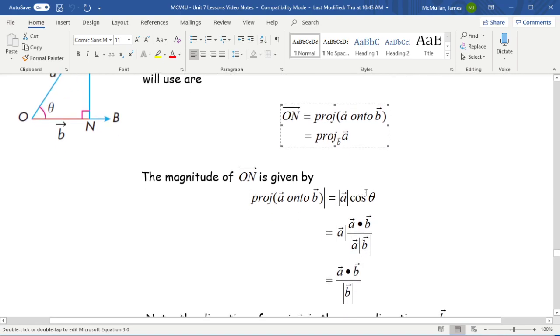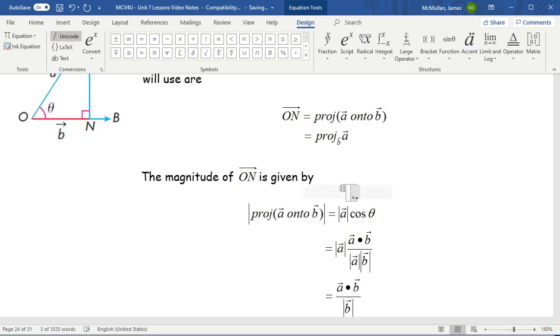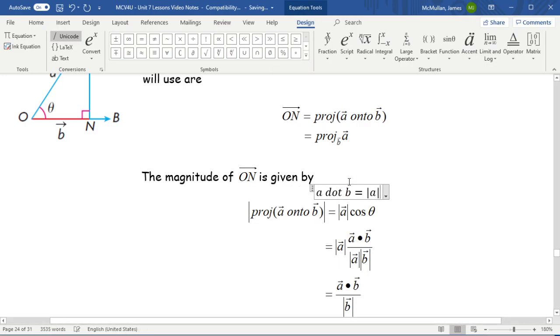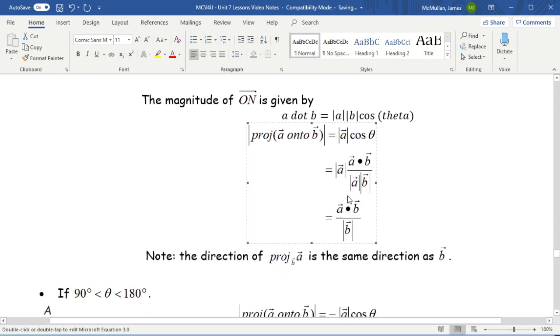Now, cos theta could also be rewritten as A dot B over magnitude A magnitude B, because you just go back to the dot product formula for a sec. I'm just going to say A dot B equals magnitude A magnitude B cos theta, just to remind you. If you isolate cos theta, you send the magnitude A and B underneath A dot B, and that's how they get this step. And then they just cancel a magnitude A and a magnitude A to end up with this.